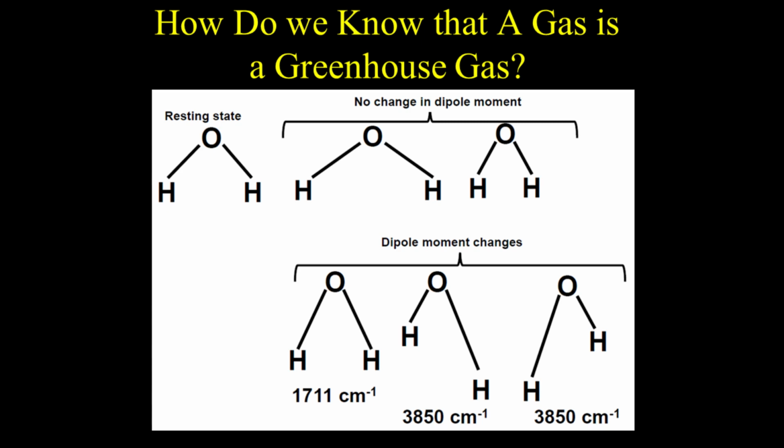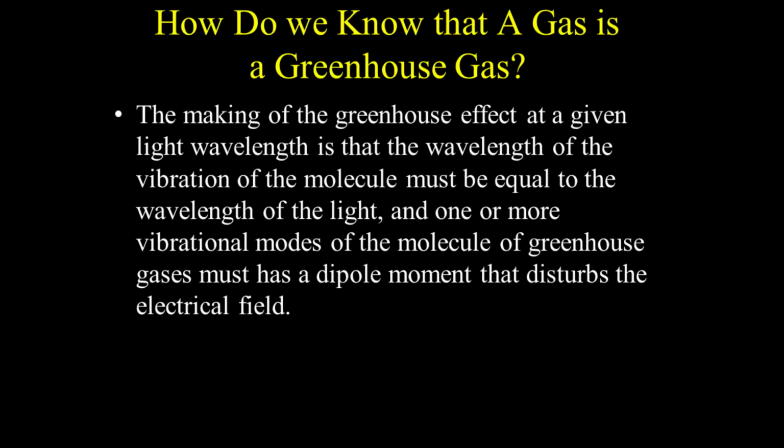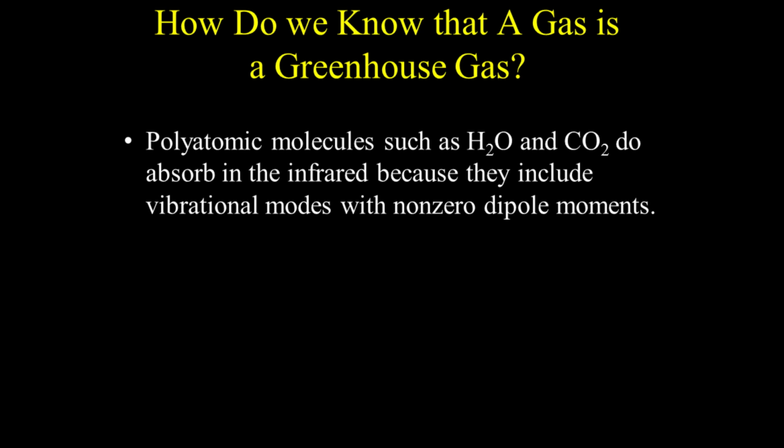Here are vibration modes of a nonlinear three-atom molecule of water. Notice that infrared light can be absorbed only when vibrations produce dipole moment changes. So, in summary, the condition for the greenhouse effect at a given light wavelength is that the wavelength of the vibration of the molecule must be equal to the wavelength of the light, and one or more vibrational modes of the molecule of greenhouse gases must have a dipole moment that disturbs the electrical field. Polyatomic molecules, such as water and carbon dioxide, do absorb in the infrared because they include vibrational modes with non-zero dipole moments.